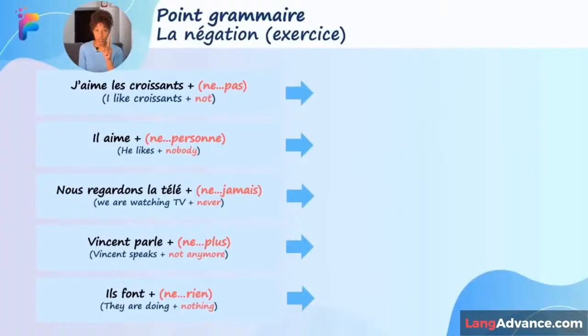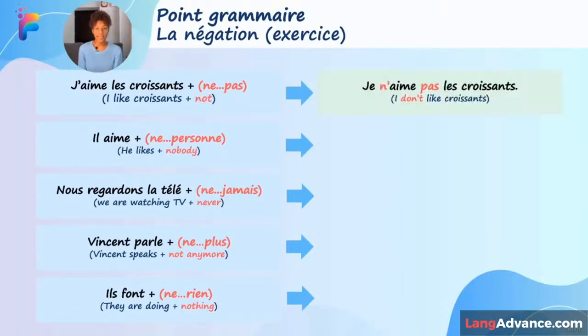Now it's your turn. We have a little exercise. On the left, you have 5 positive sentences and you actually have the type of négation you need to use. Let's start with the first one. J'aime les croissants. And here we need to use ne pas. Give it a try.